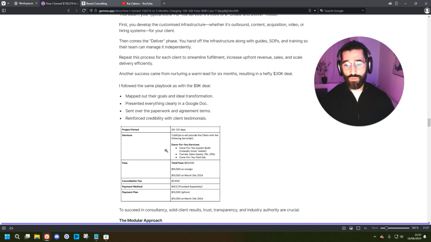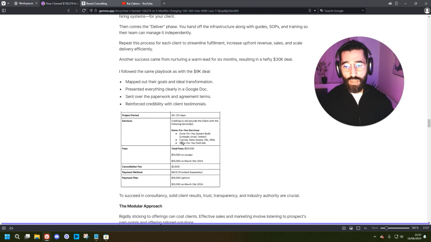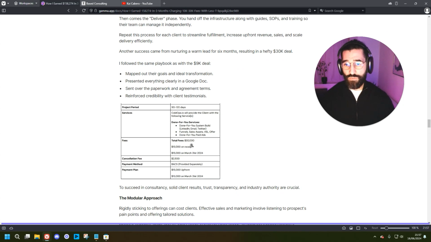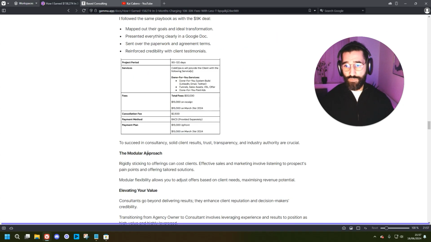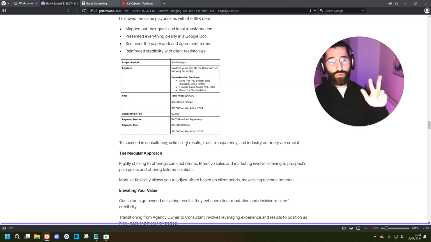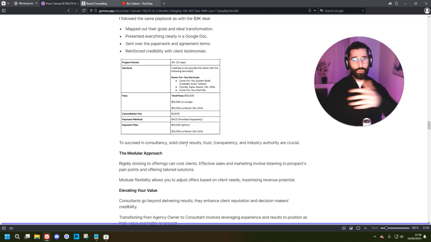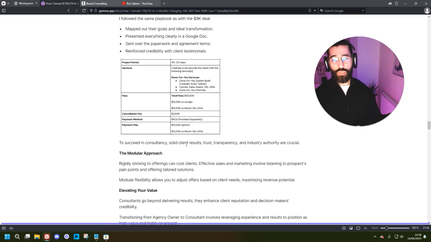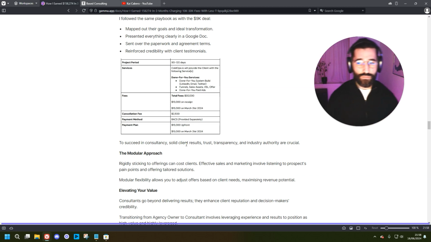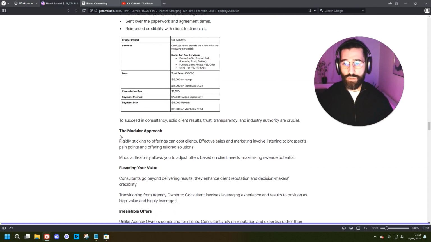So you can see $215K. This is the contract outline and scope. Total fees, 30K, 15 on receipt, 15K at the end of delivery. And to succeed in consultancy, you need solid client results, trust, transparency, and industry authority. Those three things are crucial. So I leveraged all my previous results, said like, hey, we did this for these guys. We could do the same for you. Let's just map it out and lock it in and get going.